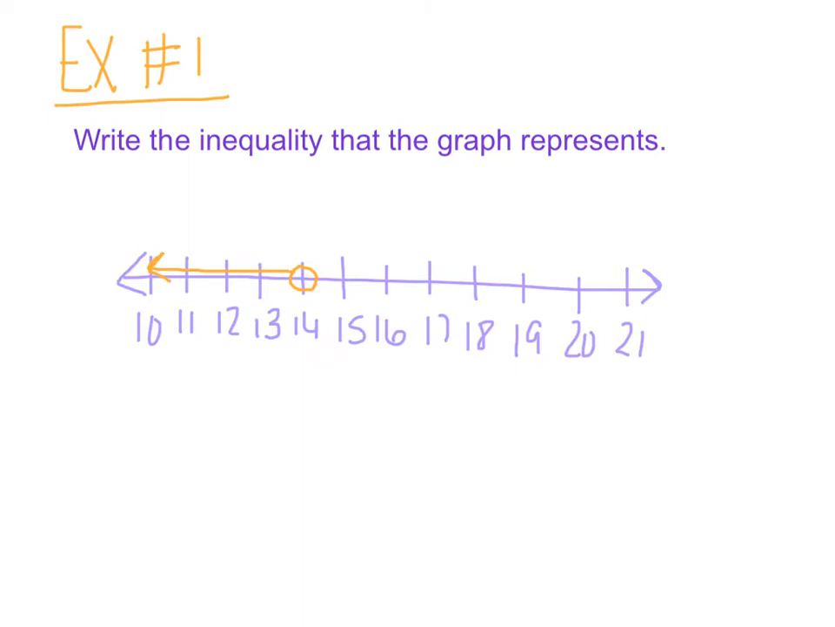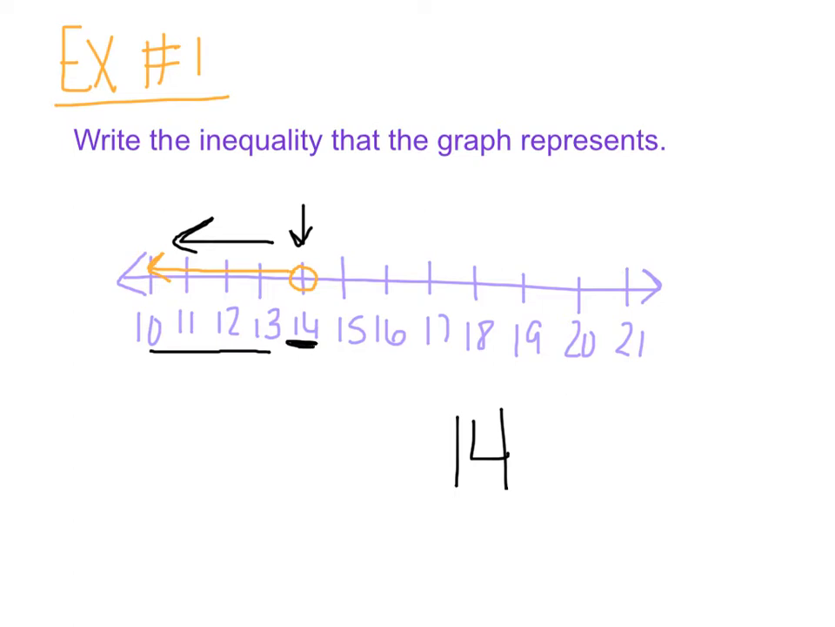Example number 1: write the inequality that the graph represents. We can see on this number line that the circle is on the 14, so it's going to be something to do with 14. Then you need to look at which way the arrow is pointing. In this case, it's going toward the smaller numbers. You can see it started at 14 and then it's going 13, 12, 11, 10.